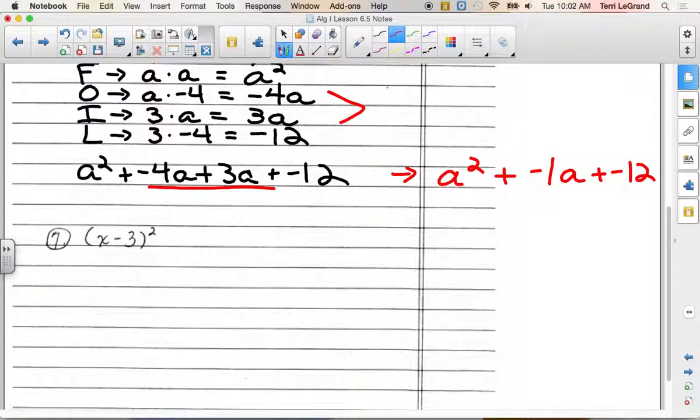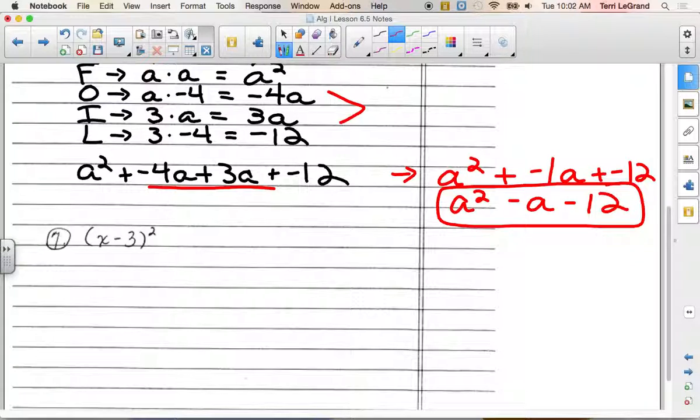And then now we'll clean this up. What would this look like in an answer bank? How would this look? Jared? A squared minus A plus 12. Yeah, here's how it would look in an answer bank. A squared minus A minus 12.